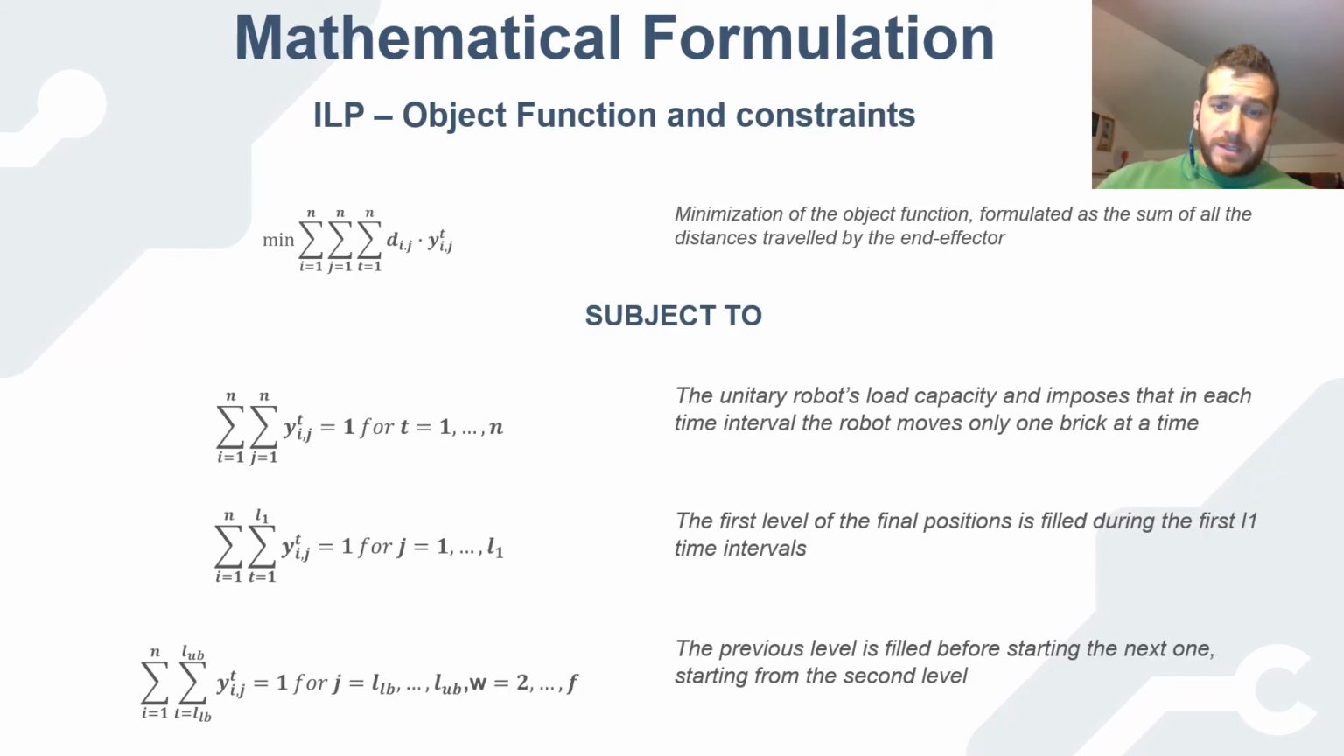The aim is to find the sequence of the movements of the manipulator that minimize the length of the traveled paths. The objective function can be defined as the sum of all distances traveled by the end effector, and this minimization is subjected to different constraints. The unitary robot's load capacity for each turn, and the imposition to fill the previous level before starting the next one.